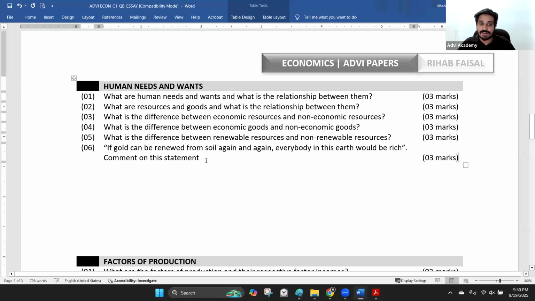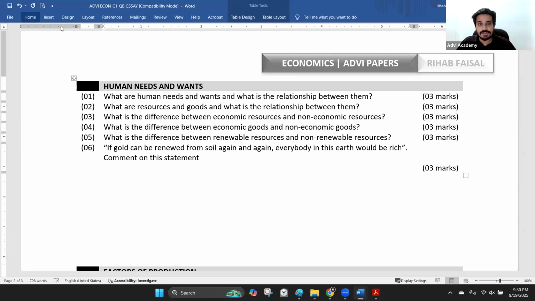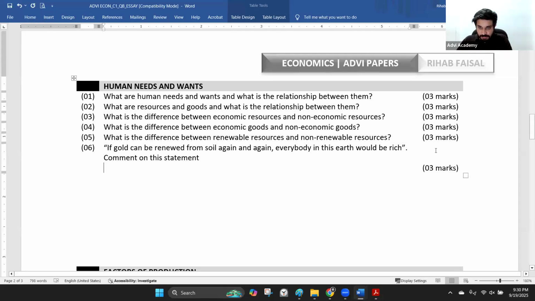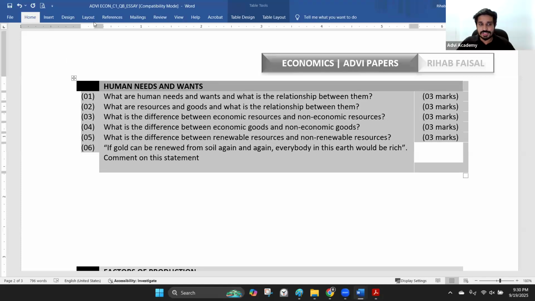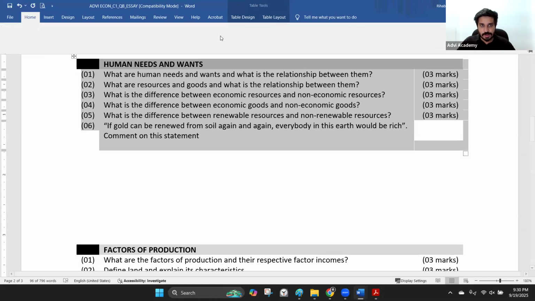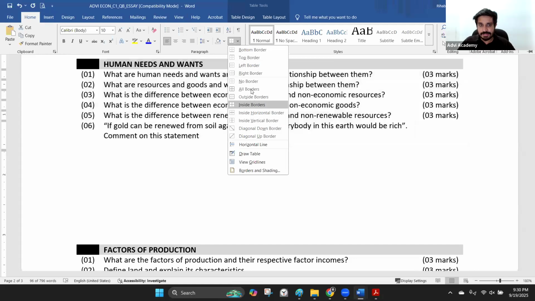This is like that tricky question. What do you think? Do you agree? Everybody will be rich because everybody can plant gold. It can be renewed again and again. Yes. So, sorry. Will everybody be rich? What is the answer to this question? Think about it for a minute. What is the answer you are going to write? And then tell me what's the answer.